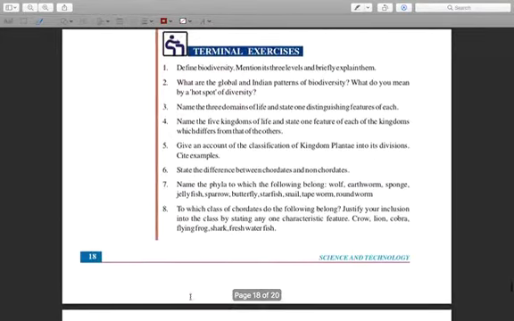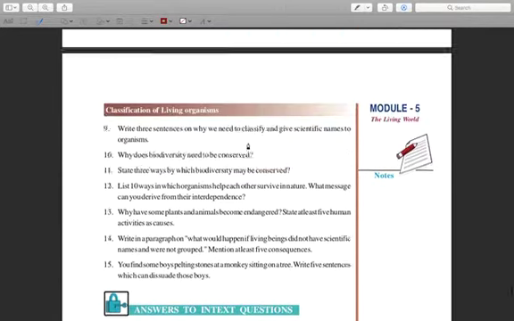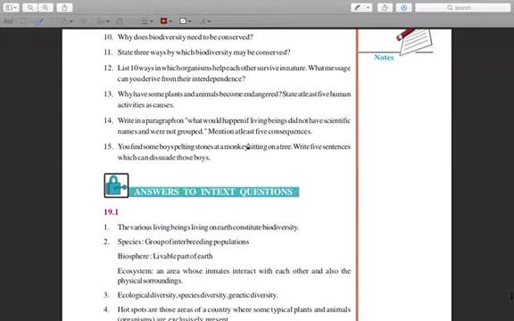For some questions in the terminal exercises, like here the 15th question, you find some boys pelting stones at a monkey sitting on a tree. Write 5 sentences which can dissuade those boys. This is a scenario they are giving. You have to write 5 sentences to dissuade the boys, that is, to tell them not to do that. For example, you'll write first point: go and talk to them about the awareness of biodiversity. Second point: not to torture living beings. Like that you have to think and write 5 points for all these terminal exercises questions.